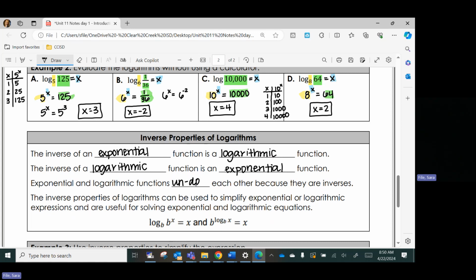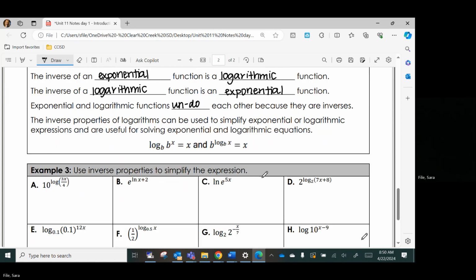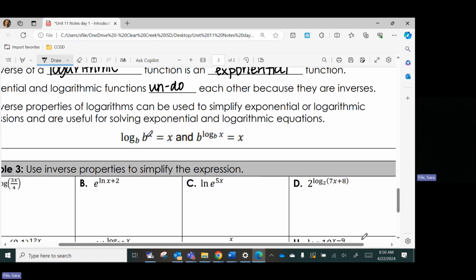So what this is saying, zoom in on this. If you have a log with a base matching what you are taking the log of, you are simply going to be left with the exponent on that value, because log base b of b to the x undoes each other. The base of the exponential and the base of the log are equivalent, so you're going to be left with just that x from the exponent.